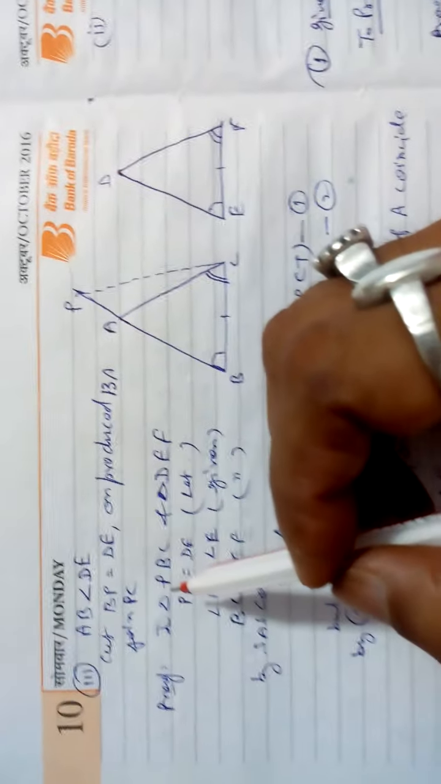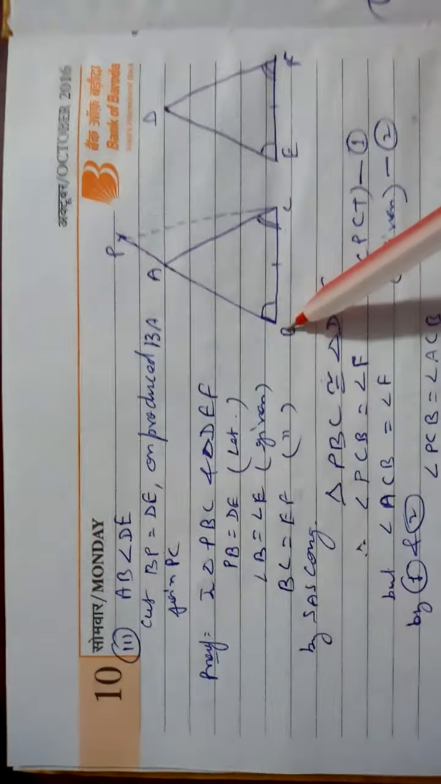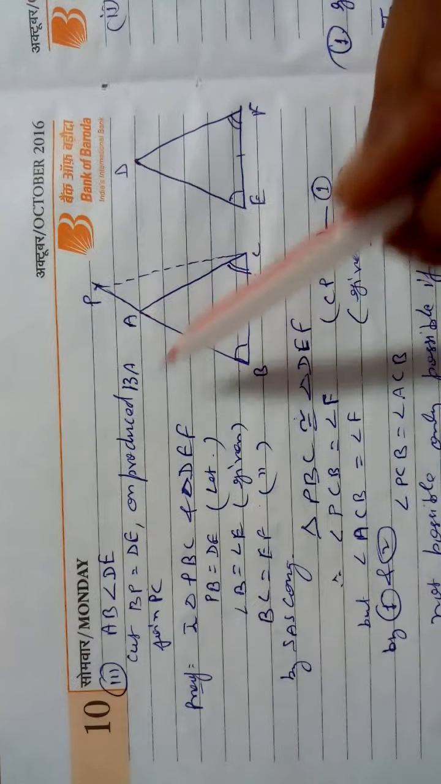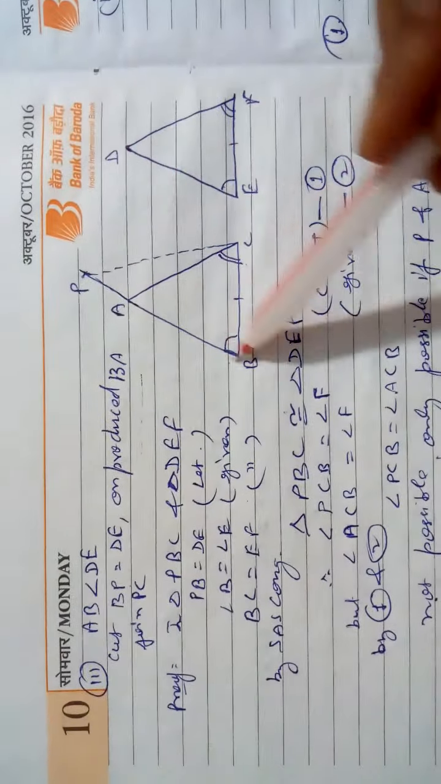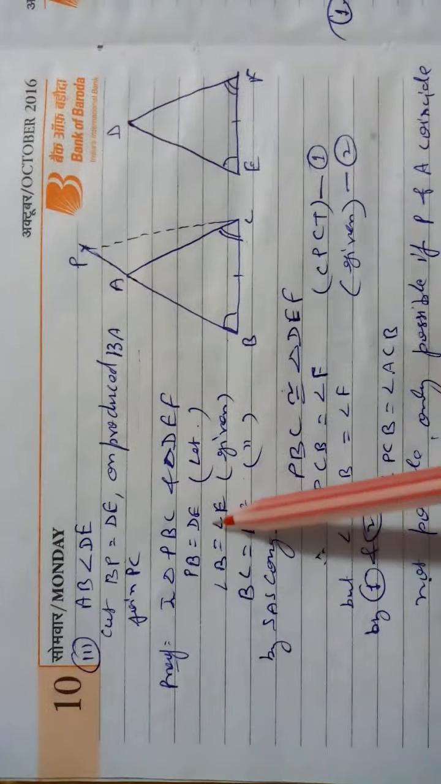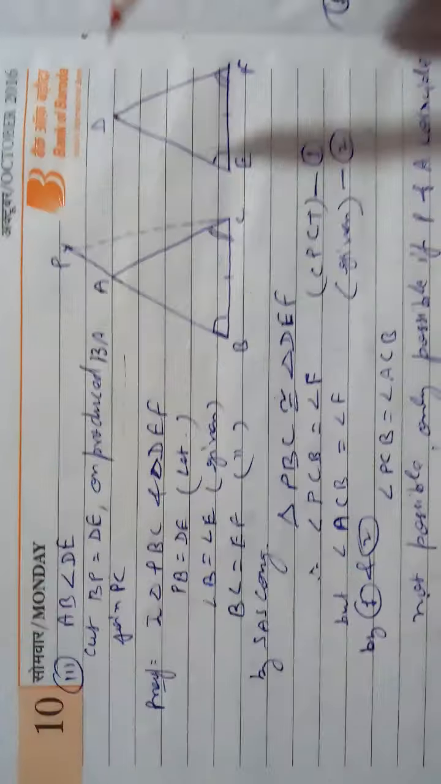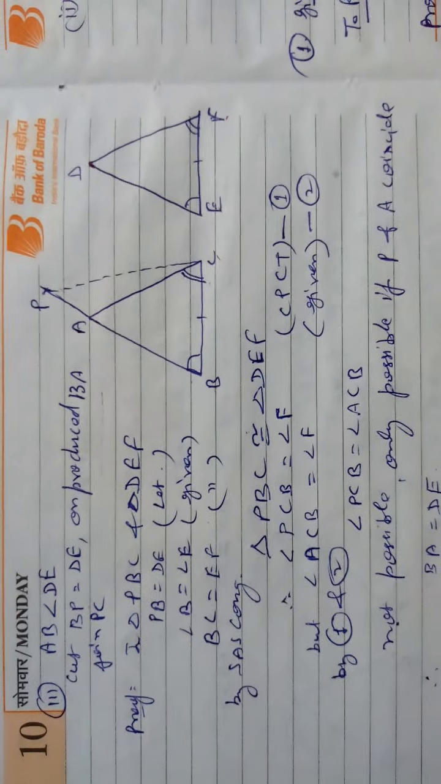Third option is there. AB is less than DE. If AB is less than DE, then cut BP equal to DE from B, produced BA. It is an assumption, actually it is equal. By assuming that it is smaller, produce BA, and on this you are getting P. Join PC, you are getting PBC, a triangle. In PBC and DEF, PB equal to DE, angle B equal to angle E, BC equal to EF, again SAS, triangle PBC congruent to triangle DEF.